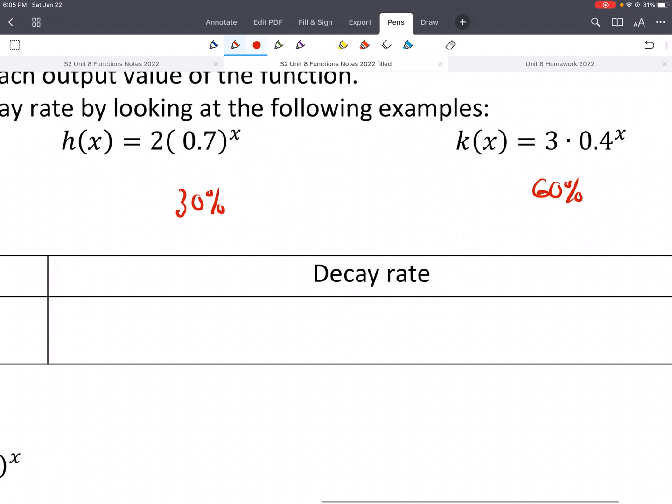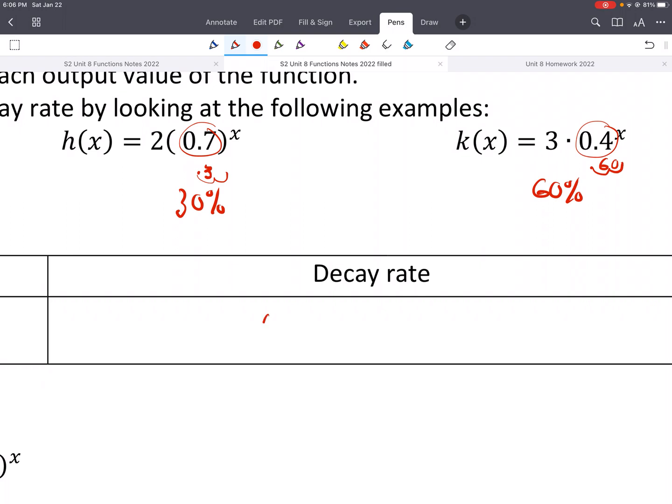All right, so when it's growth or decay, when it's decay, again, we want to know the difference from 1. How far is this to 1? Well, it's 0.3, and then we move the decimal twice, and we get 30. Same sort of thing: how far is this from 1? Well, it's 0.6. Move the decimal twice, and we get 60.